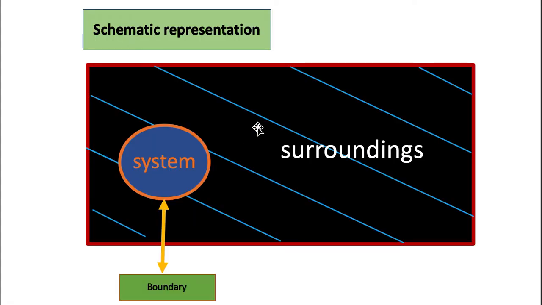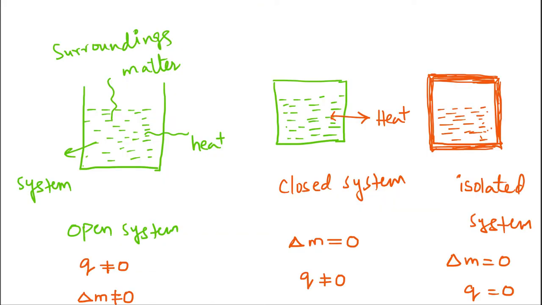So that can be expressed like this in a schematic way that we have seen in the last class. Now this is a wonderful presentation of open system, closed system, and isolated system, where open system is exchanging matter and heat with the surroundings, and in closed system only heat is being exchanged but no exchange of matter, and in isolated system no transactions with surroundings at all.